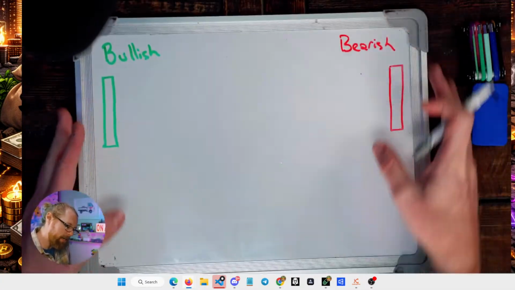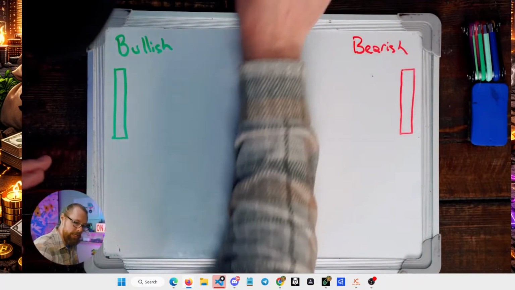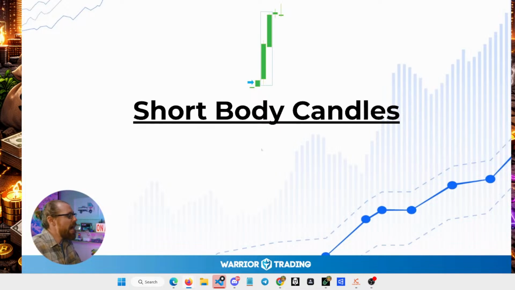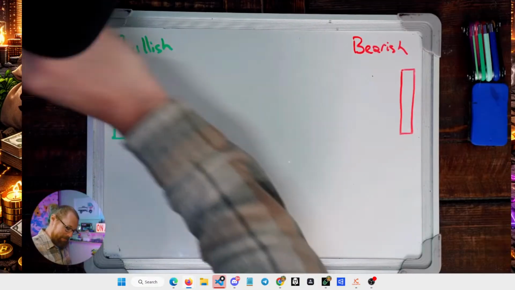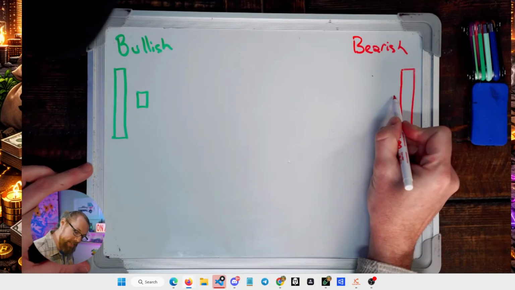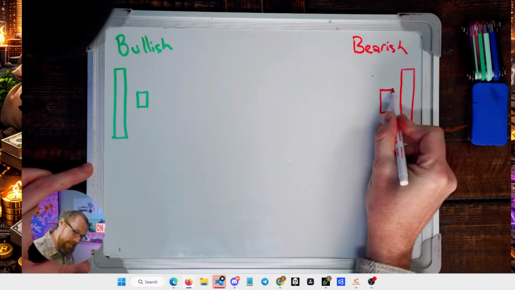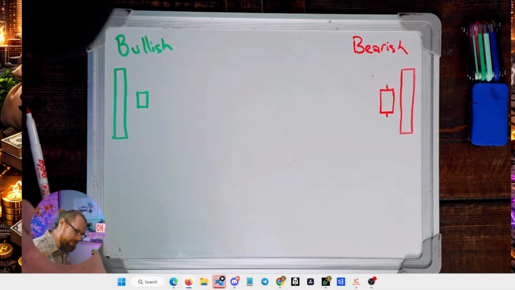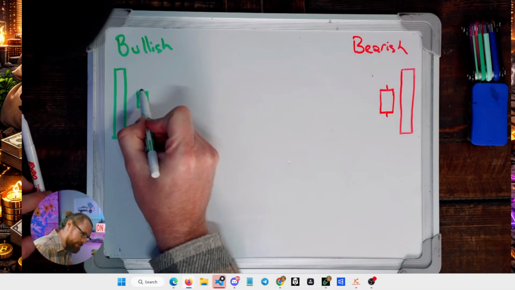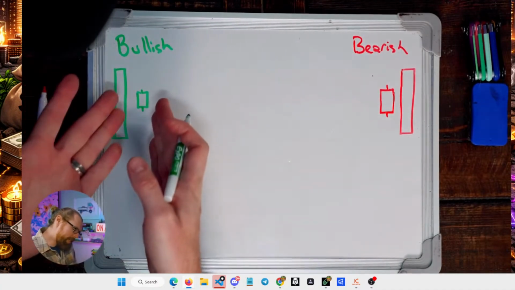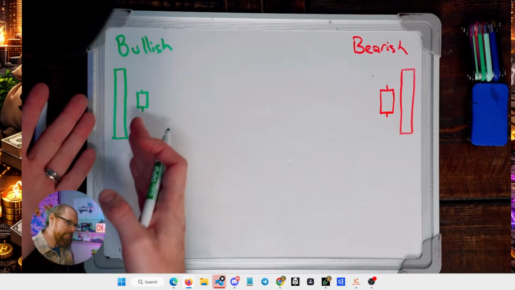All right, so now let's jump back here to our bullish to bearish candlestick chart breakdown. So we've got long body candles, green and red, and now we have short body candles. A short body candle, as you would imagine, has a smaller body. Now, it could have a little upper candle wick, a little lower candle wick, but typically nothing super significant, just a small little one. So a green candle is bullish, but to a lesser extent.